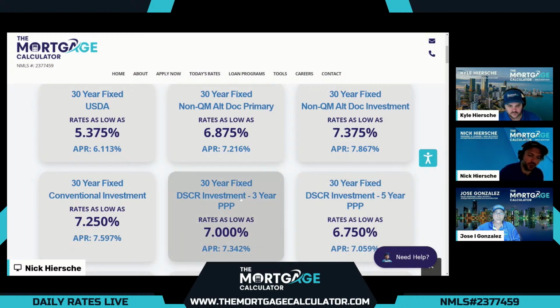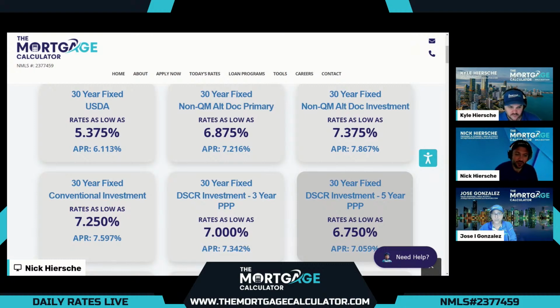First up is our 3-year prepayment option. Rates as low as 7% today. Final APR 7.342. Blows conventional out of the water. Absolutely amazing. DSCR is definitely preferred by most investors. Would even take a DSCR option at a higher rate, and it actually beats conventional. Absolutely amazing. Moving on to our 5-year prepay.